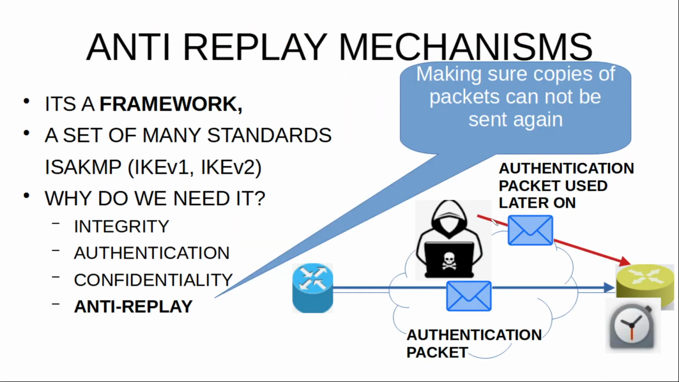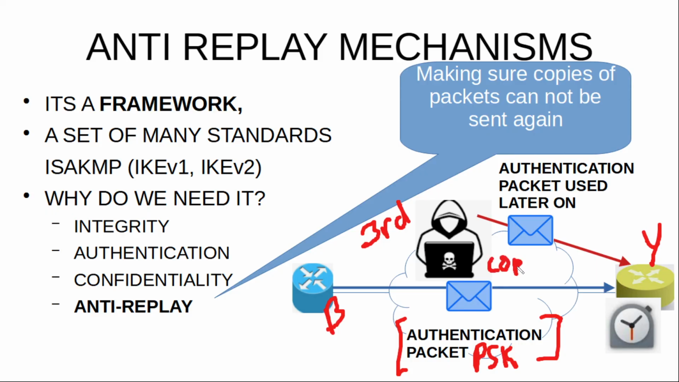Let's talk now about anti-replay mechanisms. Anti-replay means making sure that copies of packets cannot be sent again. So let's say, for instance, that this blue router is sending this particular packet to the yellow router that includes authentication information. Now, a third party is not able to read the contents of this packet because we are encrypting this packet. But what this third party can do is copy this packet.